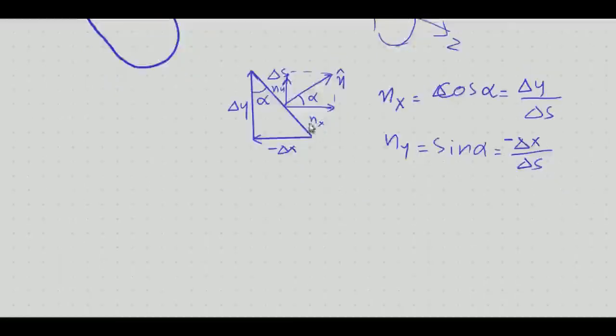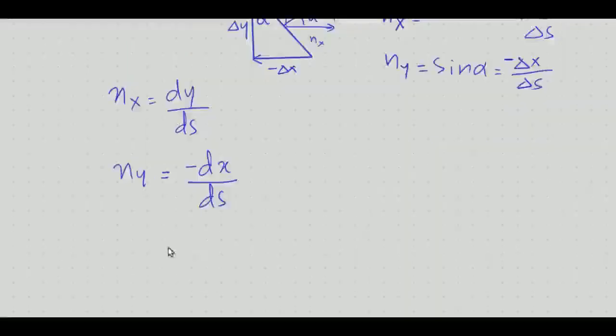So apply limits, or shrink this length delta s to a point. Now we get nx as dy by ds and ny as minus dx by ds. So now the equation can be written as tau xz into nx plus tau yz into ny is equal to 0. That is the only boundary condition left.